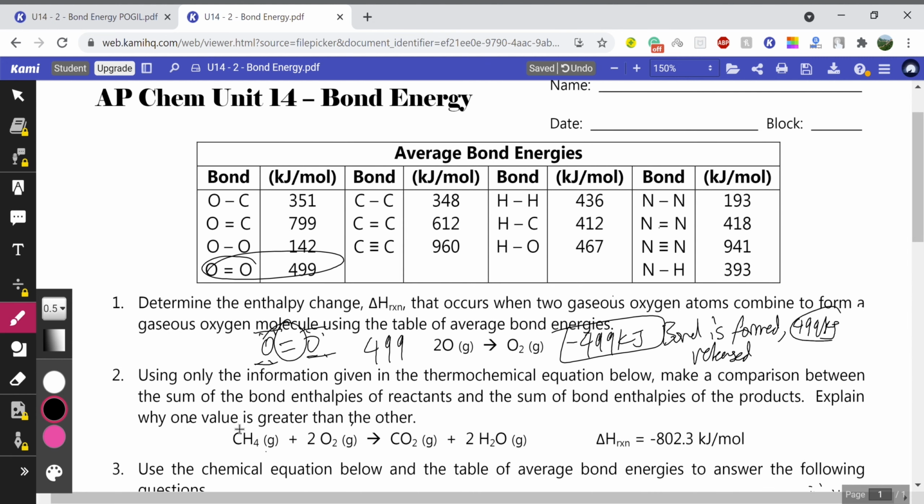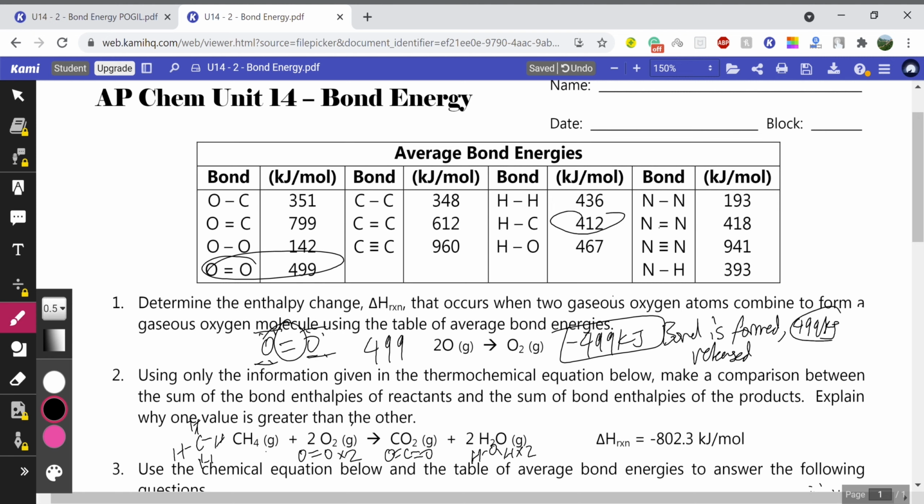Number 2, using only the information from the thermochemistry equation, make a comparison between the sum of the bond enthalpies in the reactants to the products. Alright, so for CH4, we first need to draw all the Lewis structures. We don't care about anything else but the bonding, so we can ignore all of those. CO2 has double C-O bonds, times 2. And H2O has two O-H bonds. So let's see, what is CH4?